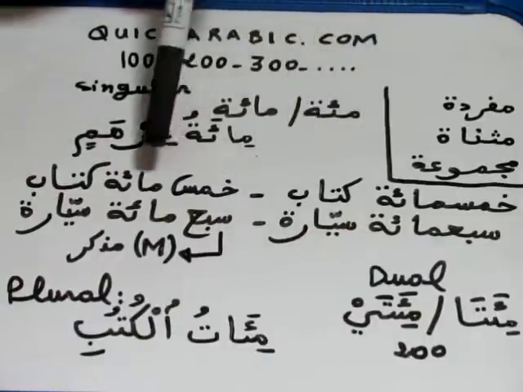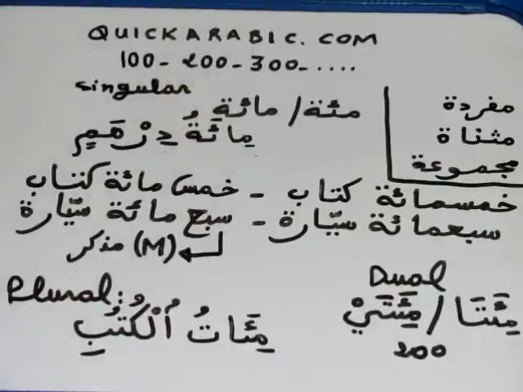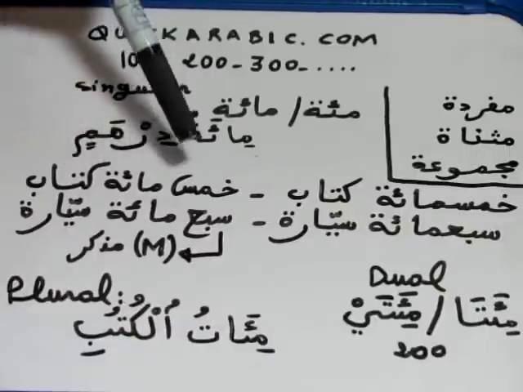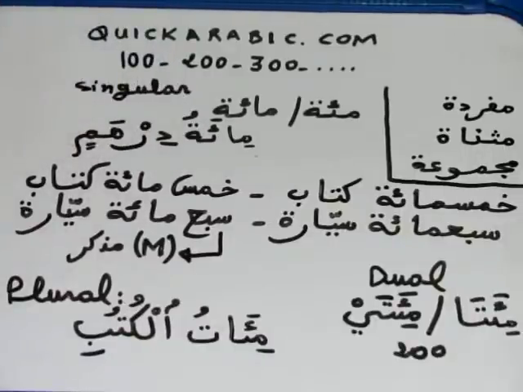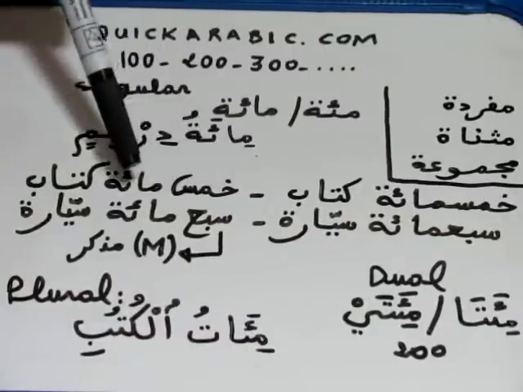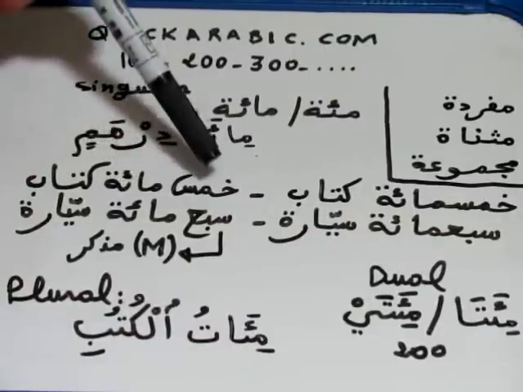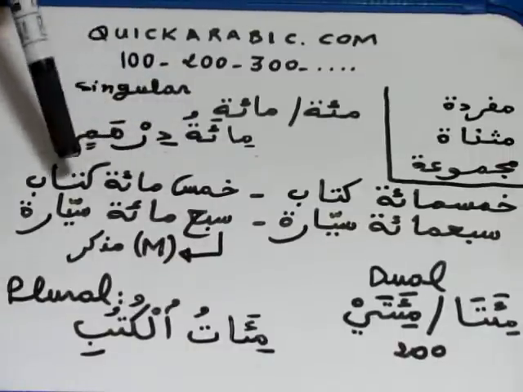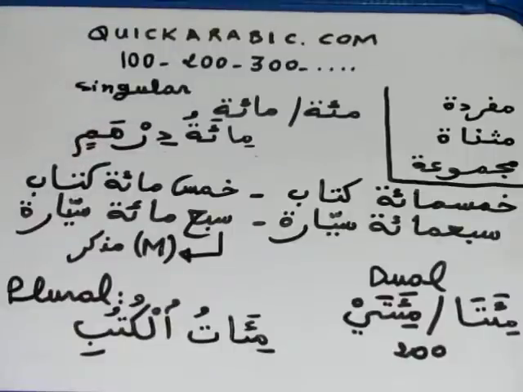We're gonna go to 300 up to 900. For 500, we write خمسو مئتي كتابين. خمسو is 5, مئة is 100. So خمسو مئتي is 500. خمسو مئتي كتابين, 500 book.